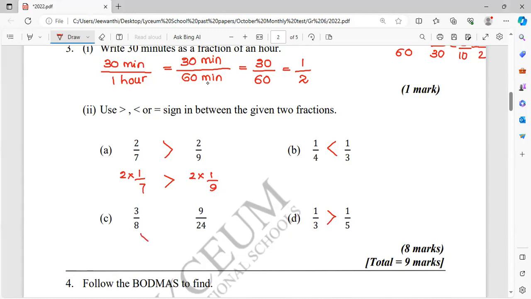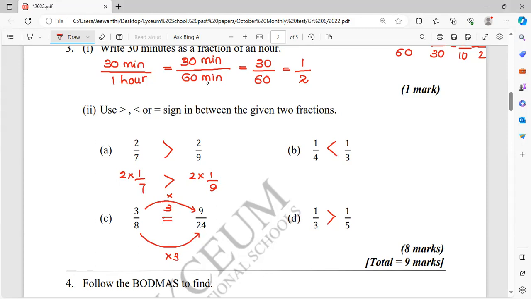So it seems that the 8 was converted to 24. How? Multiplying by 3. And 3 was converted to 9 multiplying by 3. Both the numerator and the denominator multiplied by the same number. When you multiply both the numerator and the denominator by the same number, what you will receive, children? An equivalent fraction, right? That means 3 over 8 is equal to 9 over 24.